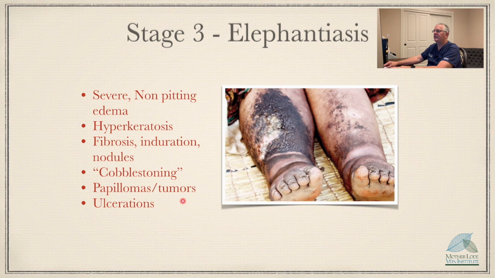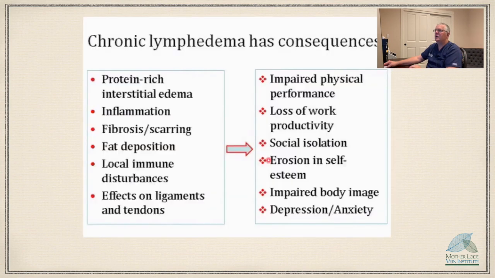of lymphedema, and then this is obviously going to be a negative Stemmer sign as well. So in stage 3, which is the worst stage, you get a lot of inflammation, and you get this hyperkeratosis and fibrosis induration. We call it cobblestoning. And sometimes there's active ulcers, open wounds that occur as a result of the stretching of the skin.